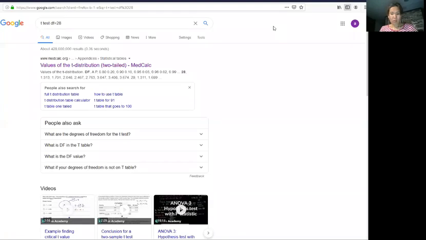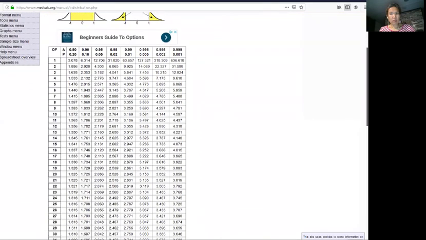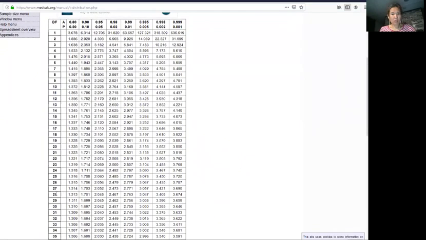Okay, so let me continue to talk about slide 22, how to find the t-test value. We just simply Google it. So for example, t-test, degree of freedom equals 28. Then you will see a lot of sites, and let's click this first one. All right, so here we see the table, and our t-test degree of freedom is 28 here.